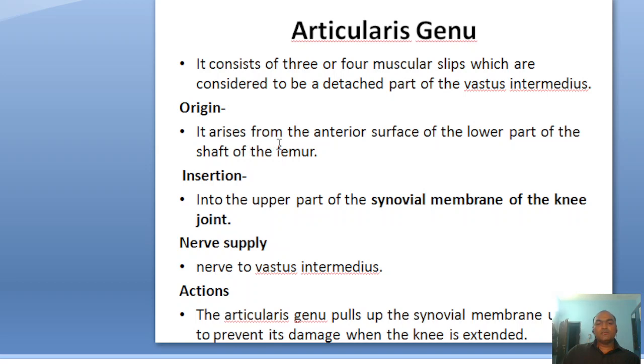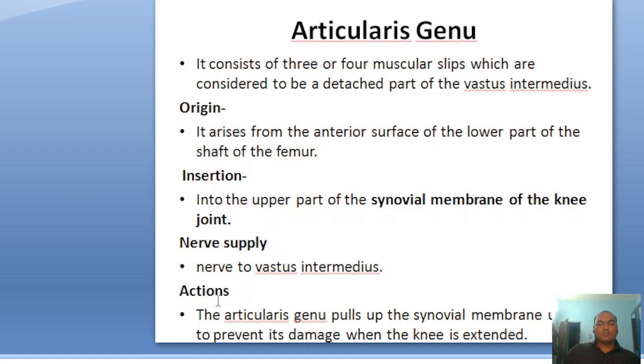Origin: it arises from the anterior surface of the lower part of the shaft of the femur. Insertion: it inserts into the synovial membrane of the knee joint. So it is an important muscle, intracapsular and intersynovial. Nerve supply is the nerve to vastus intermedius, a branch of the femoral nerve. So this is the nerve to vastus intermedius that supplies articularis genu.